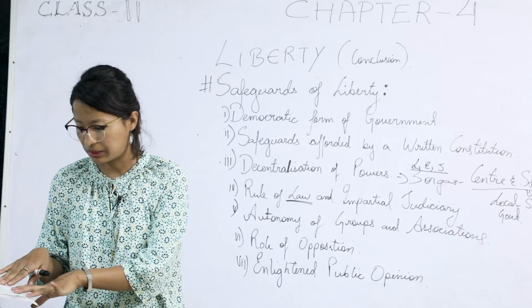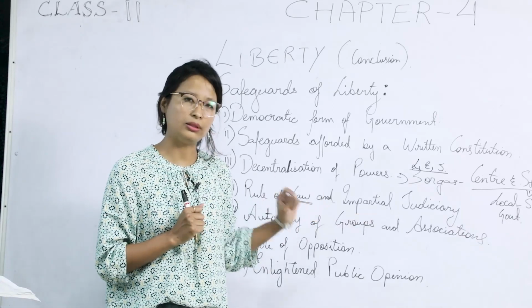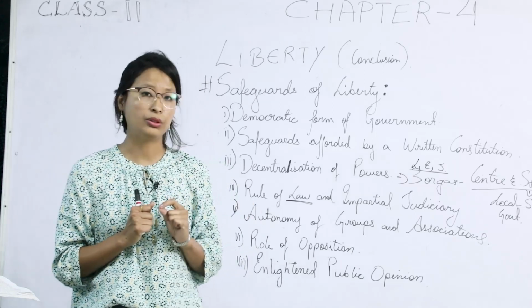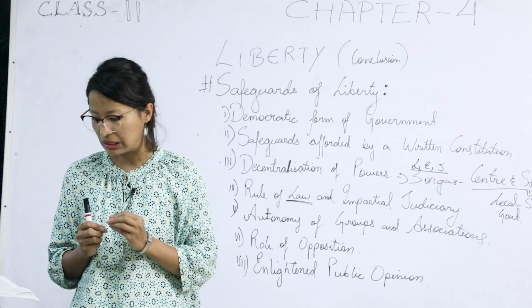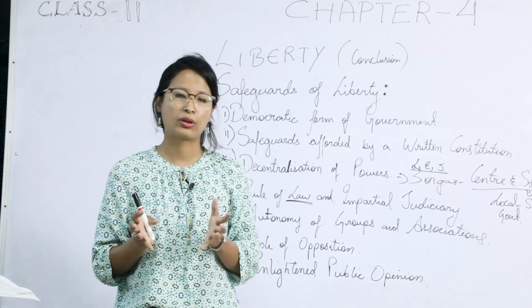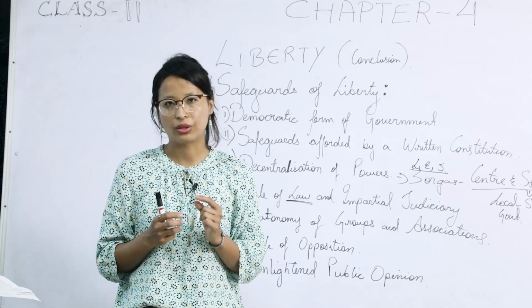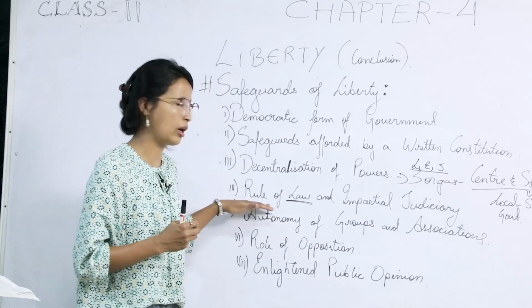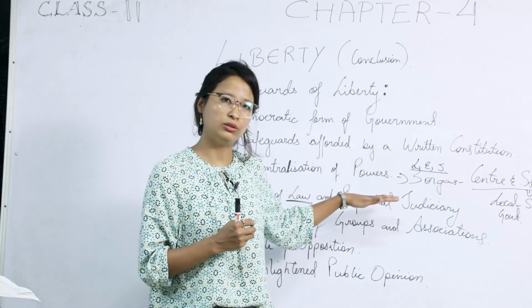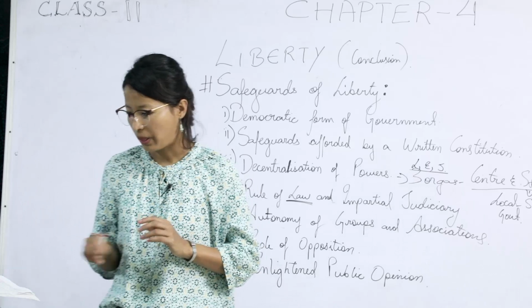Now, this rule of law and impartial judiciary is absent in a dictatorial or military form of government, because in that type of government, it is only one rule, the rule of the dictator, who will decide. They do not have the judiciary, and the rule of law is absent.